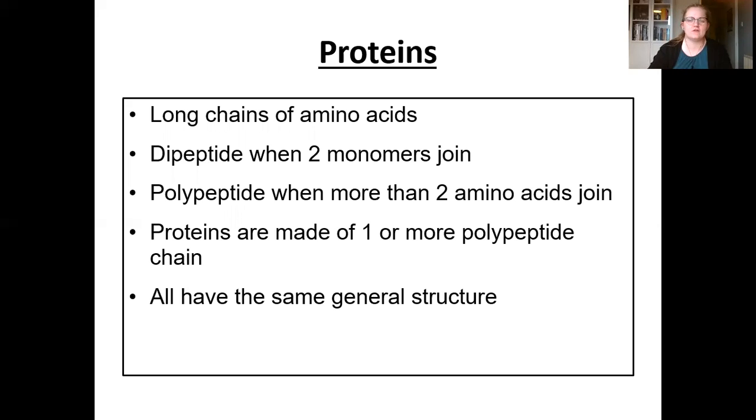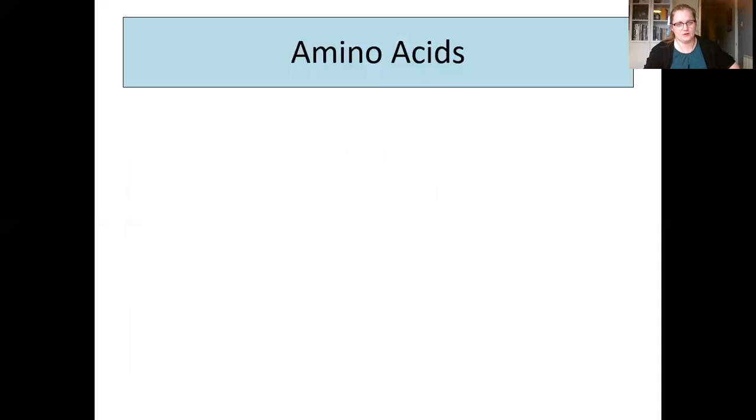This is where we start to get a bit more complex than we did with carbohydrates and lipids, because here we're saying proteins are made of one or more polypeptide chains. So when we're getting into the tertiary and quaternary structure, we're actually getting multiple polypeptide chains and putting them together. So we have lots of intermolecular forces at play. But they all have the same general structure, which is quite nice.